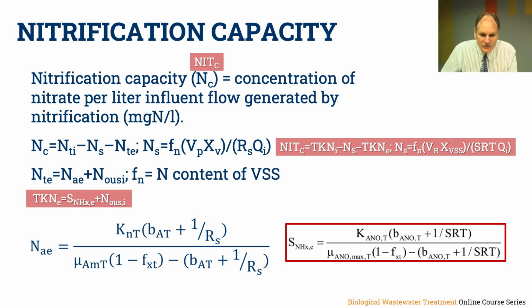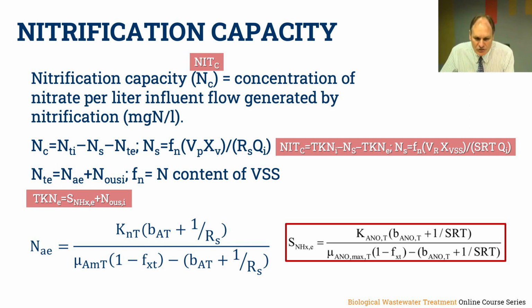And this nitrogen concentration here, this NTE, this is the effluent TKN concentration. Now, this effluent TKN concentration is the sum of the ammonia concentration that is not nitrified, the residual ammonia concentration, and the unbiodegradable dissolved organic nitrogen that cannot change.